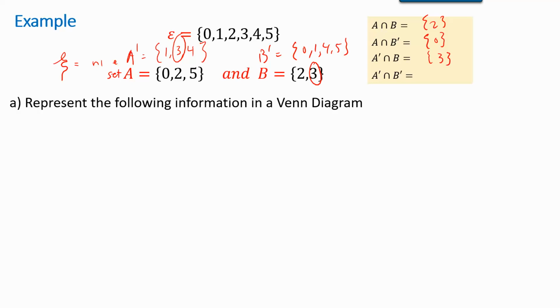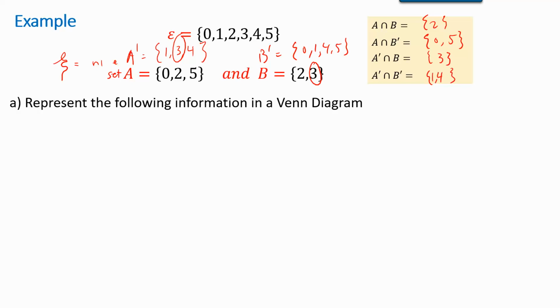Second one. A intersection B, yeah, 1 and 4. Oh, you're right too, thank you. Okay, and not in A, not in B, what you can see is they both have 4 and 1.